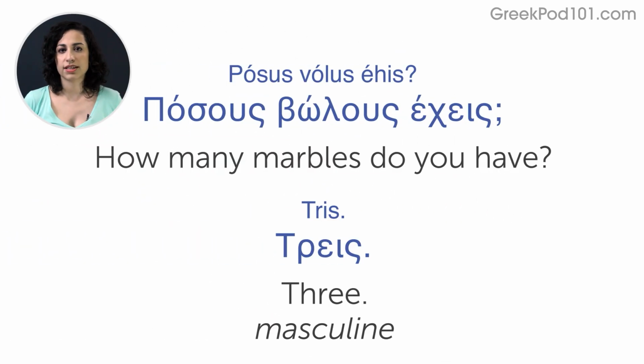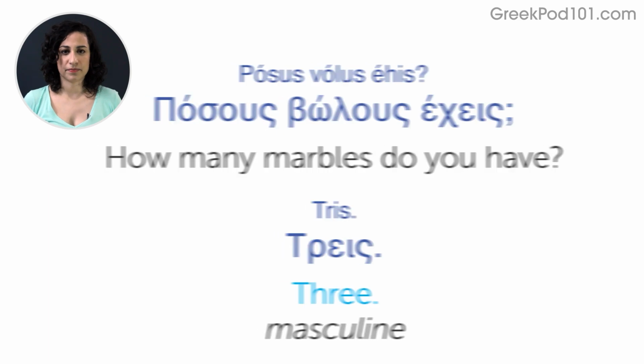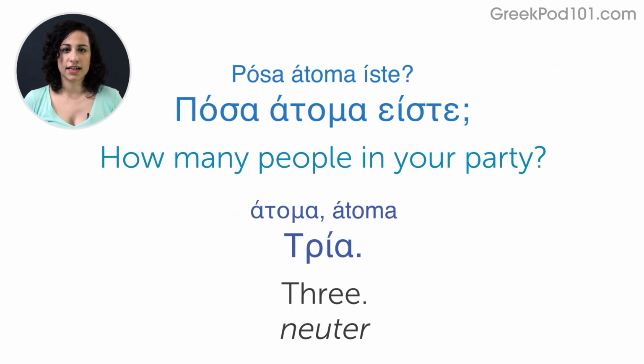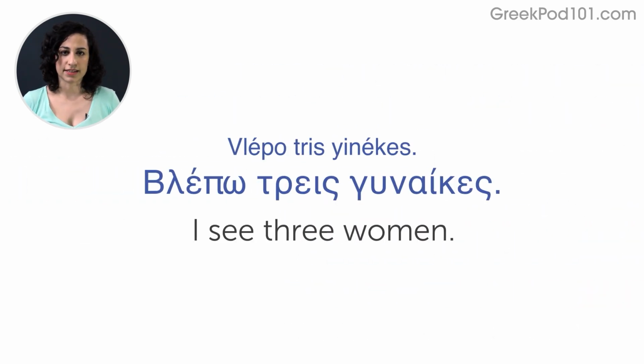The articles are not always needed, and sometimes the nouns are omitted. In that case, the context will help you use the right gender and case. For example, πόσους βόλους έχεις? How many marbles do you have? 3. Πόσα άτομα είστε? How many people in your party? 3.